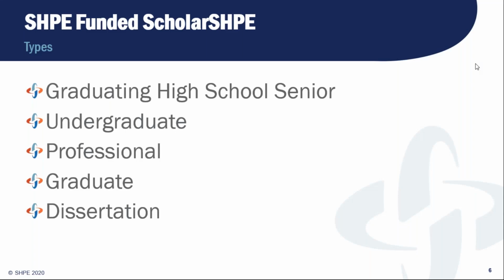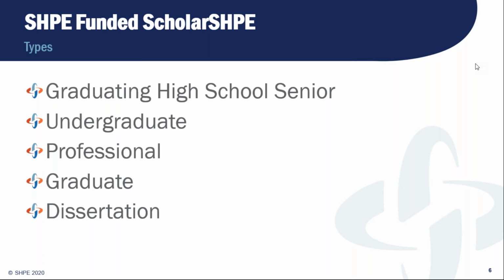So it looks like we have a mix of undergraduate, graduate, and professional members here with us today. And the majority are undergraduate at 68%, graduate at 23%, and 9% professional. And the great thing is that we have five types of SHPE-funded scholarships. And they are separated by your current academic or professional status.